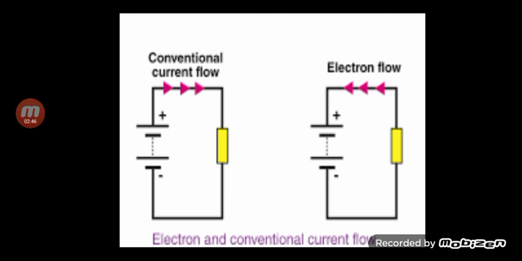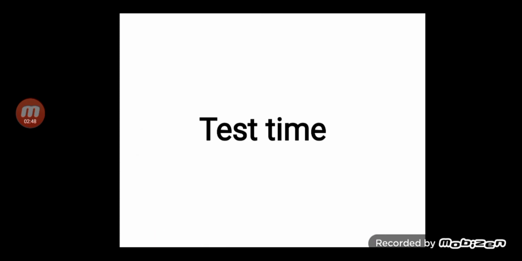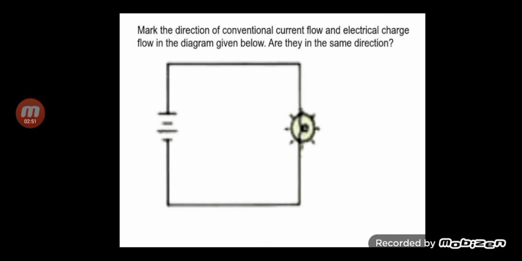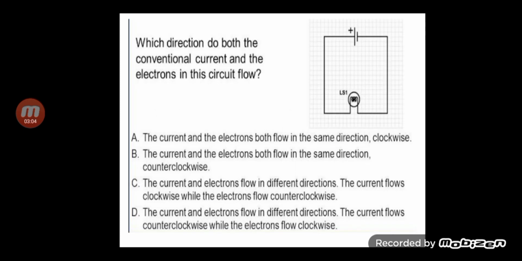This is the circuit diagram. Now it's test time. Do it with honesty. Best of luck. Mark the direction of conventional current flow and electrical charge flow in the diagram given below. Are they in the same direction? Which direction do both the conventional current and the electrons in the circuit flow? Option A. The current and the electrons both flow in the same direction, that is clockwise.